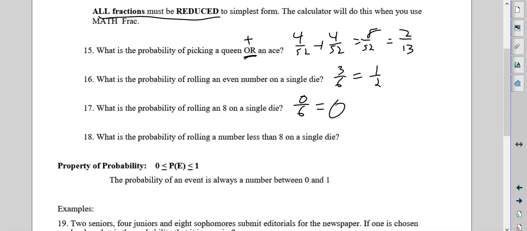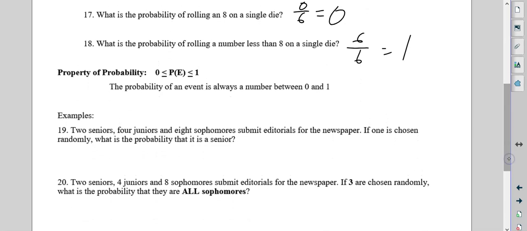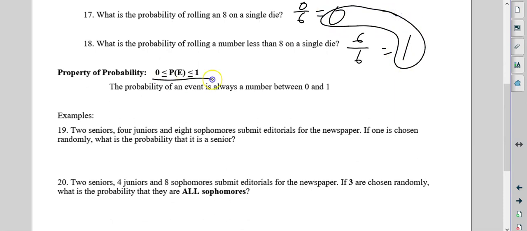A number less than 8. Now, can you get a 7? No. But every number on a die is going to be less than 8, so that's 6 out of 6, which is 1. Absolute. You're sure of it. You will get a number less than 8. Now, the probability is actually between those two numbers. Greater than or equal to 0, less than or equal to 1.